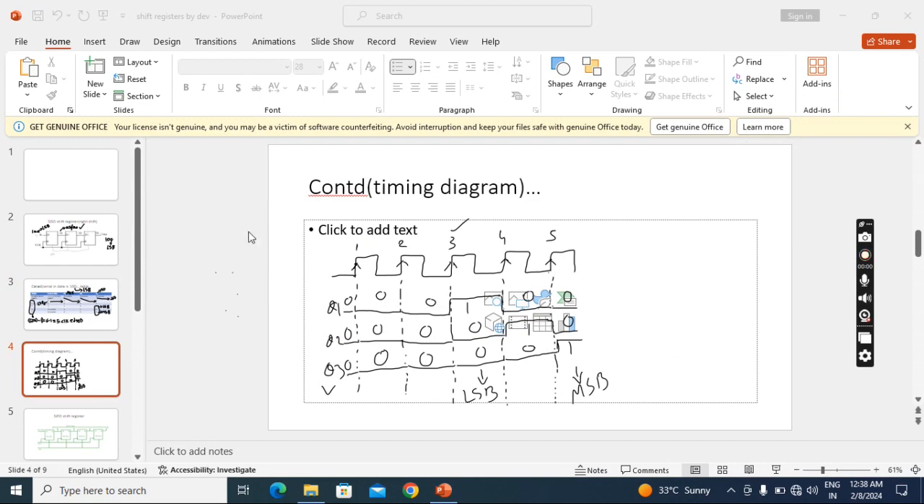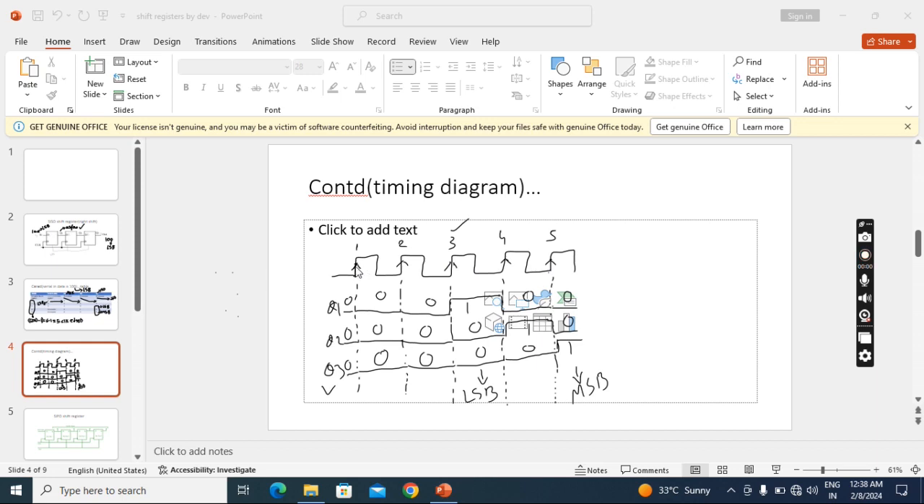Now we'll see the easy way of drawing a timing diagram. In our design, how many clock pulses do we need? 5 clock pulses, and we are using the positive edge. So draw 5 positive edge clock pulses. I drew them like this: 1, 2, 3, 4, 5.